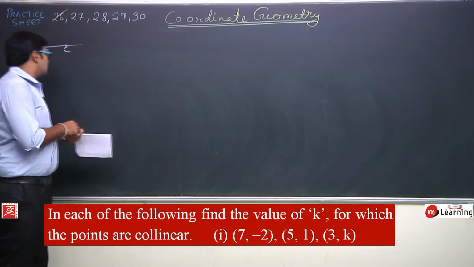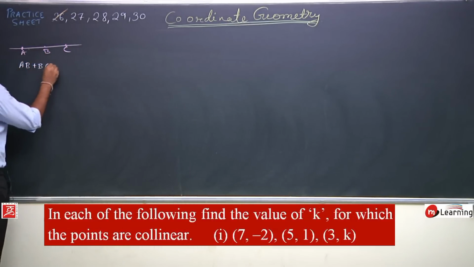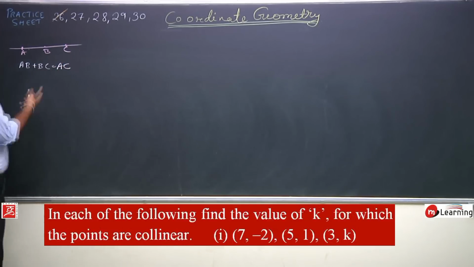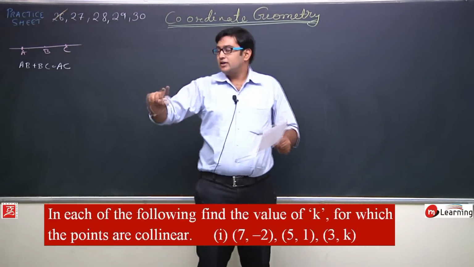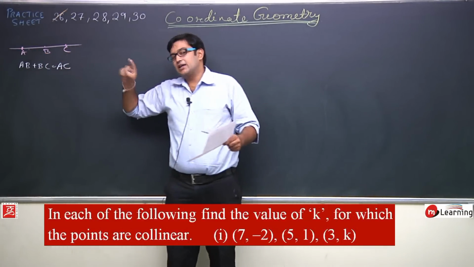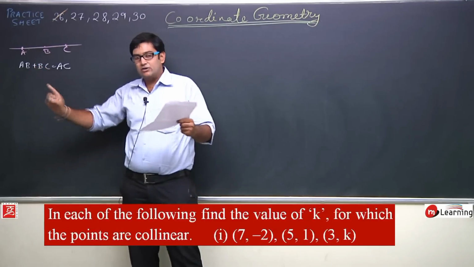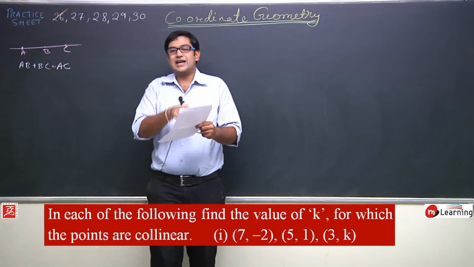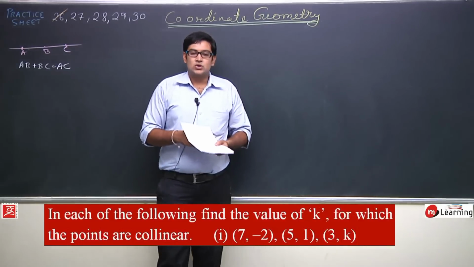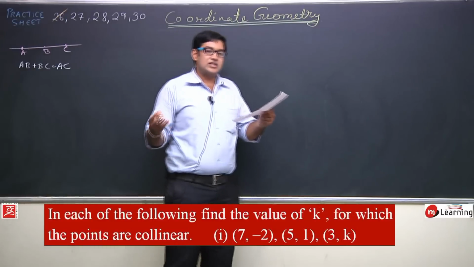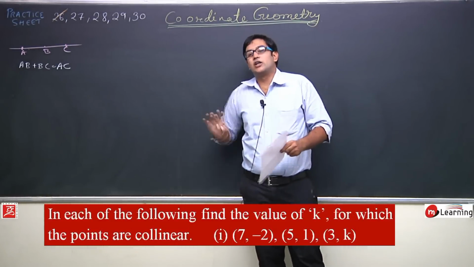So if I try to apply that AB plus BC is equal to AC, if I try to apply this identity, I cannot solve this question. It's because the order in which these 3 points lie is not given. I don't know which point lies in the middle. I don't know in this question which point exactly lies in the middle. It may be either 7 comma minus 2, it may be 5 comma 1, or it may be 3 comma k, because it is not given that the points are given in order.